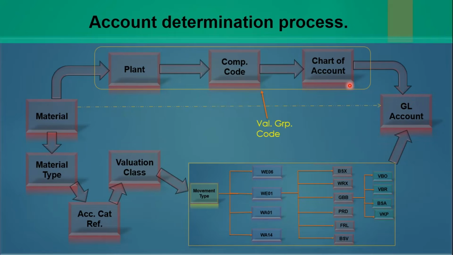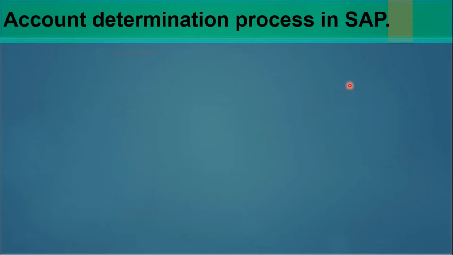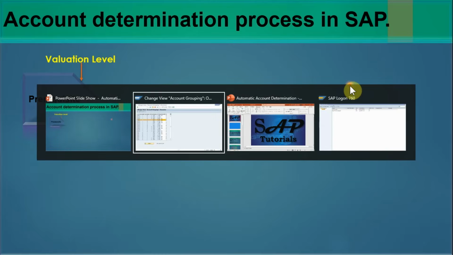It looks complicated, but it is not actually while configuring. So further, we will now see how to configure account determination in SAP. At the same time, I will show you in the system how to configure step by step. So let's see. The first prerequisite is the valuation level. At what level have you defined your valuation, company or plant? 99% it's on plant level. So how to check that?